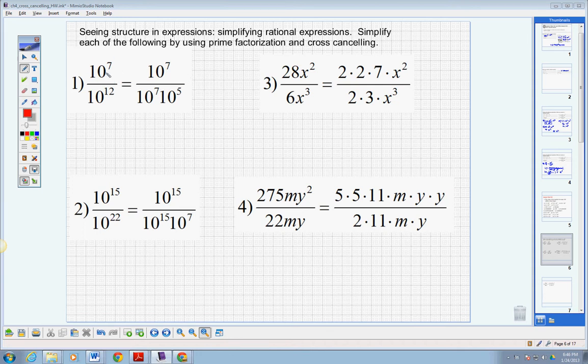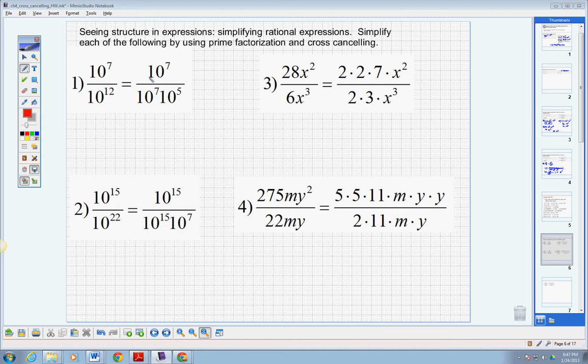So you take something like 10 to the 7th divided by 10 to the 12th. We know these are two really big numbers. Because I have the same base, I could use the properties of exponents. That would be the quotient property that says that I'm allowed to subtract. So I could say it's 10 to the 7 minus 12, right? And that would give me an answer of 10 to the negative 5th.